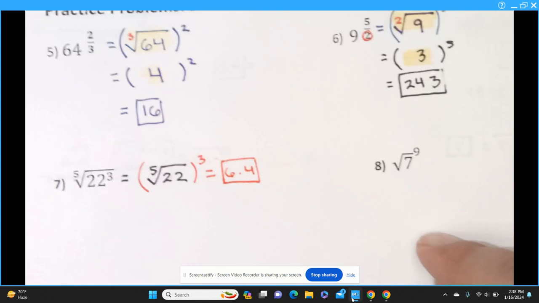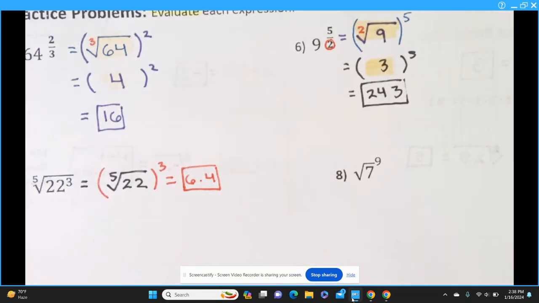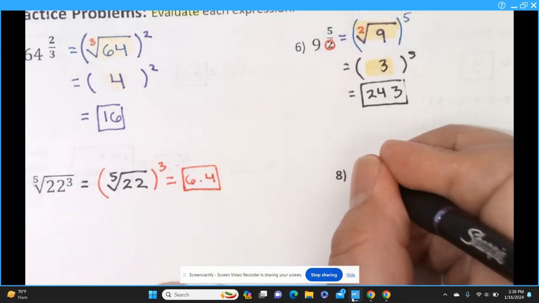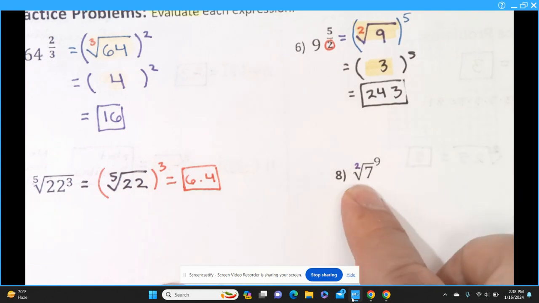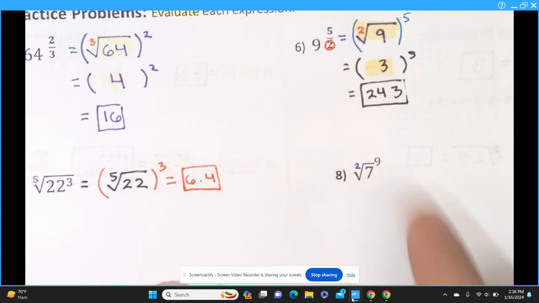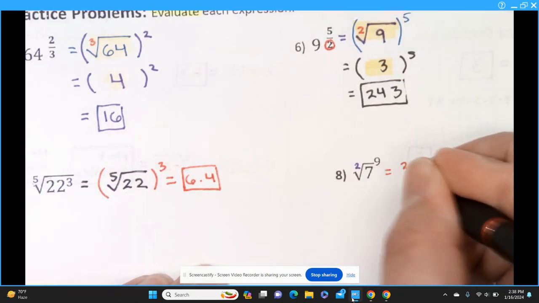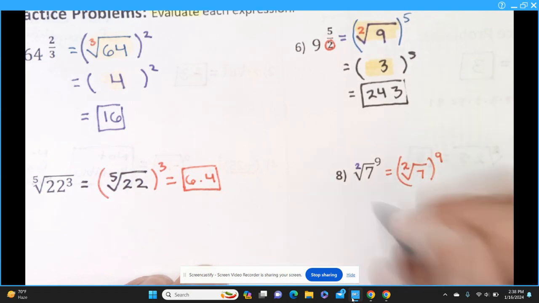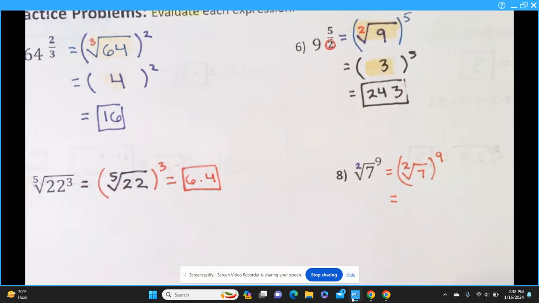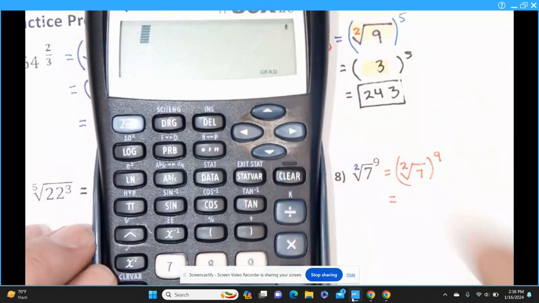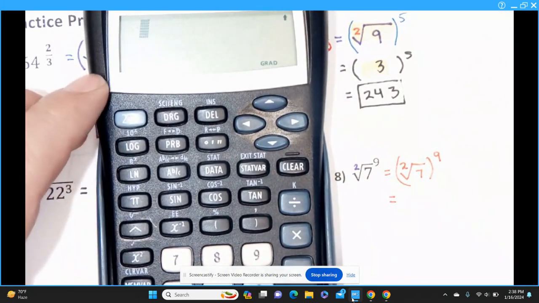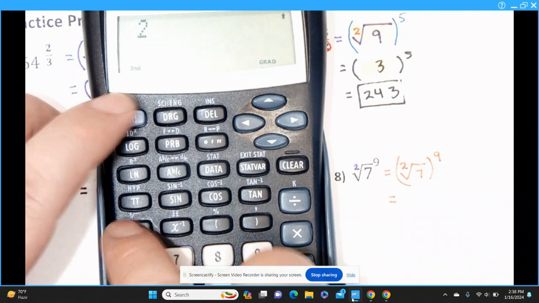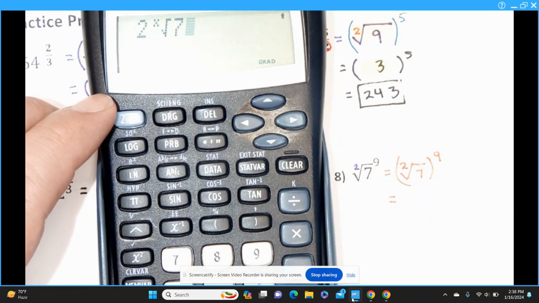All right, and finally, last one for our notes. Don't forget, there's an invisible 2 there. If there's no number there, it's always a 2. So, actually, this one's already ready. Look, 2 to the 7, and it has the 9 out here anyway. So this one was actually already ready to go. All right, let's see what we get. Square root of 7, hit enter.